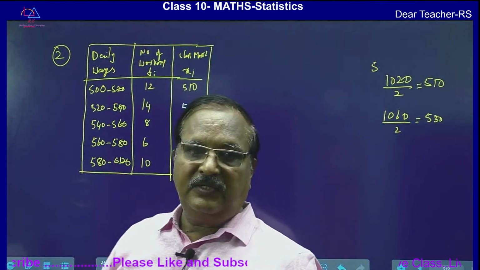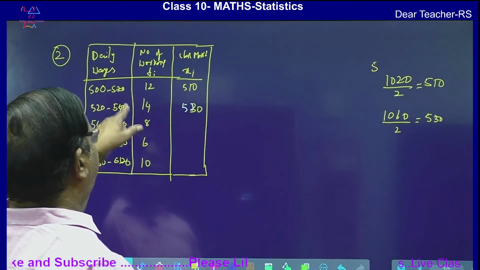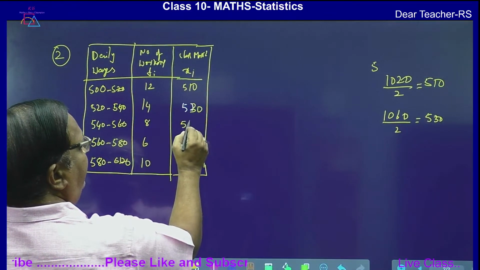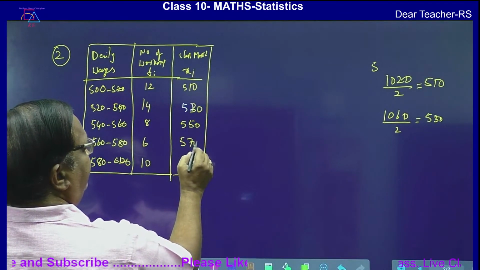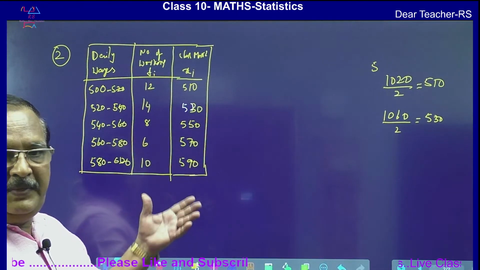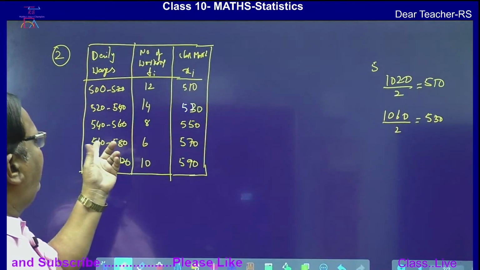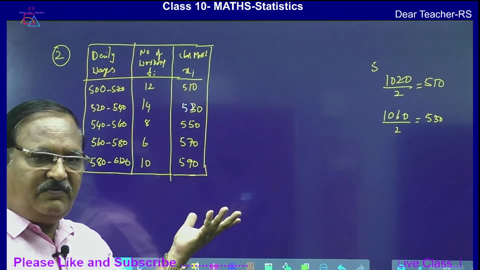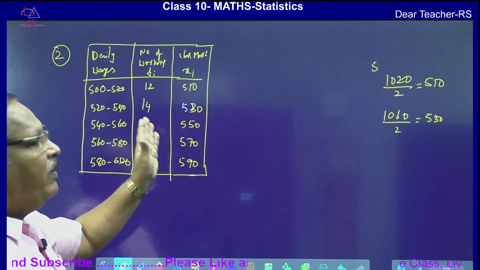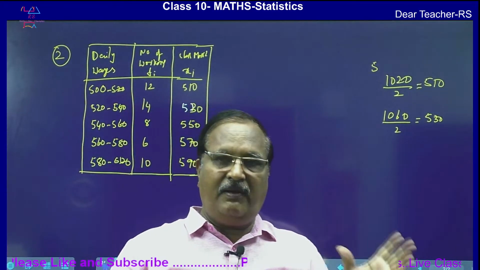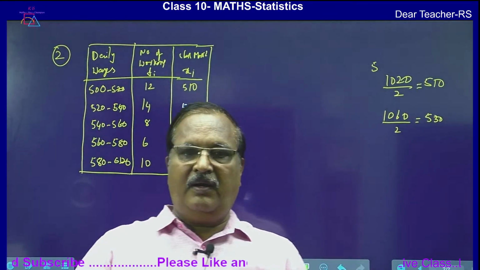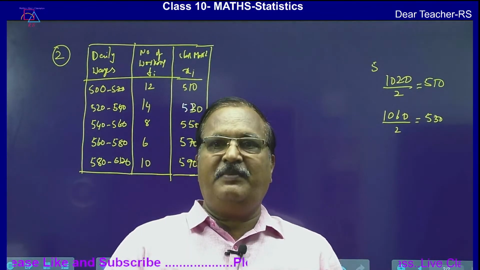Now 20 is the height of the class. The size of the class is 20, so you can add 20. So 550, 570 and 590. You can add 20, or you can do it the other way, anyway both will be the same. If you want, you can check it out. So now xi came, all big numbers. Fi xi will become a very big multiplication. So for this you can use the deviation method.